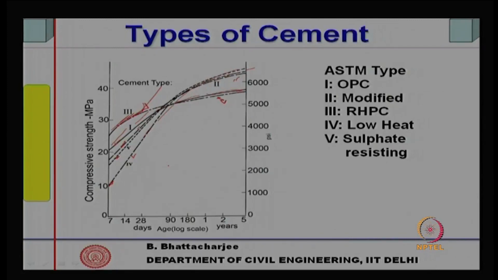The finest physical properties will be of rapid hardening Portland cement, and it will have maximum C3S. Low heat cement will have the least C3A and C3S. Sulphate resisting cement will have low C3A, and naturally C3S is also reduced a little bit, and therefore the initial strength is low. So, all these cements have low initial strength, but better long term strength. This cement has better early strength, but long term strength is worse than the ordinary Portland cement.